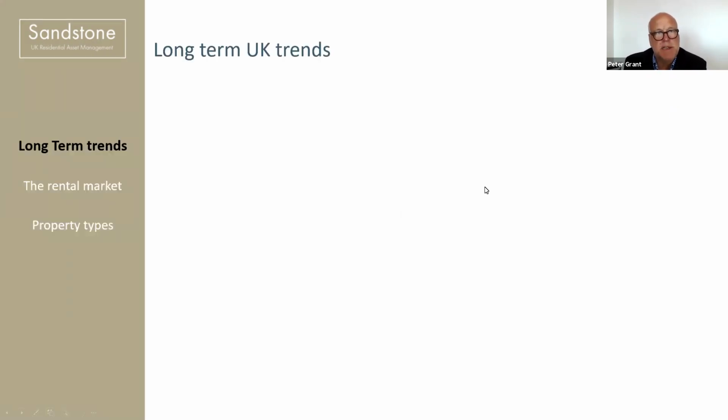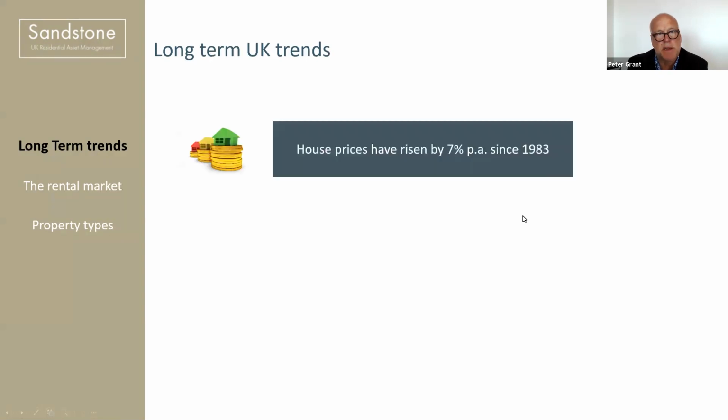So the first slide is all about the long-term UK trends, and it really comes down to, in many ways, supply and demand. The interesting background statistic is that since 1983, house prices have risen by 7% per annum over that period, which is a phenomenal sort of steady growth curve, as it were.